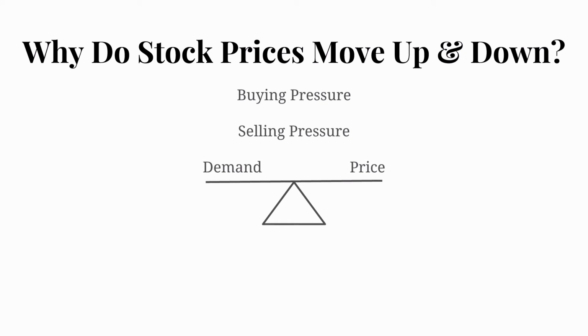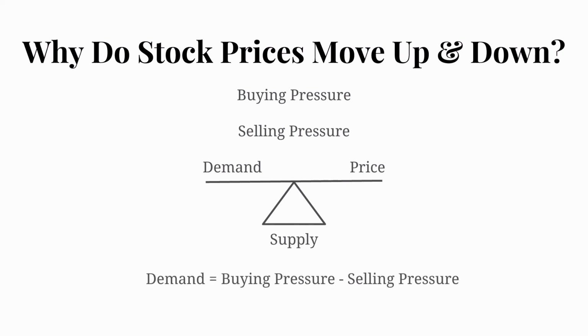Now let's talk about that third factor though, the supply. Now what is the supply in this case? The supply is the shares available for sale. Before we move on, just to recap, the demand is the buying pressure minus the selling pressure. So positive demand would mean there's more buying pressure than selling pressure. Negative demand means there's more selling pressure and less buying pressure. And we can see as the demand changes, the price changes.